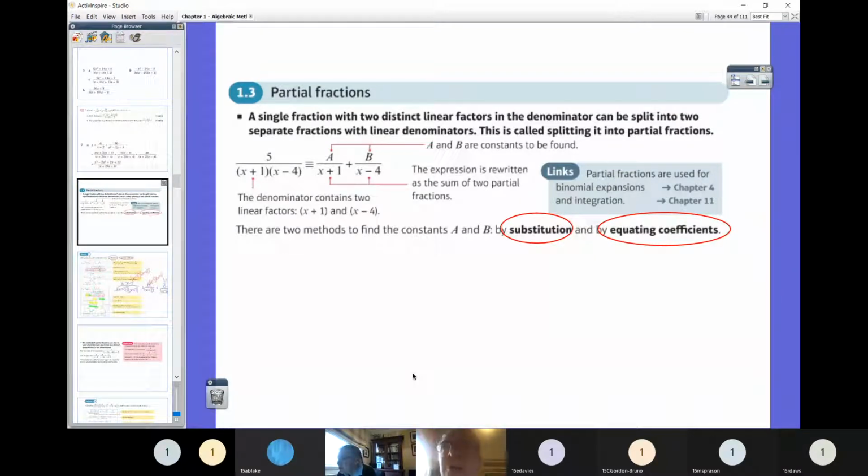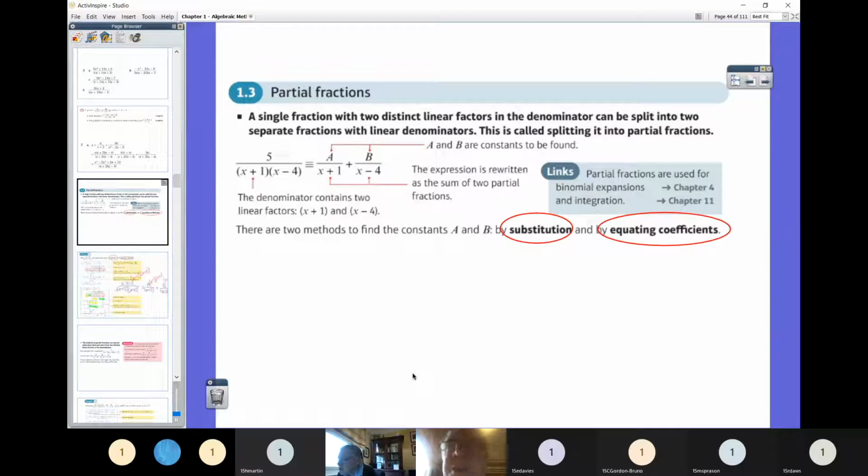As you know, when you integrate, you work your way along term by term. So if you can get lots of simple little terms to integrate, that's a lot easier than trying to integrate what's on the left-hand side. So we do that by creating these partial fractions, and there are two ways to do this. Firstly by substitution, or secondly by equating coefficients. If you've got the choice, I personally think substitution is easier and quicker, but there will be occasions when equating coefficients is the only way to go.